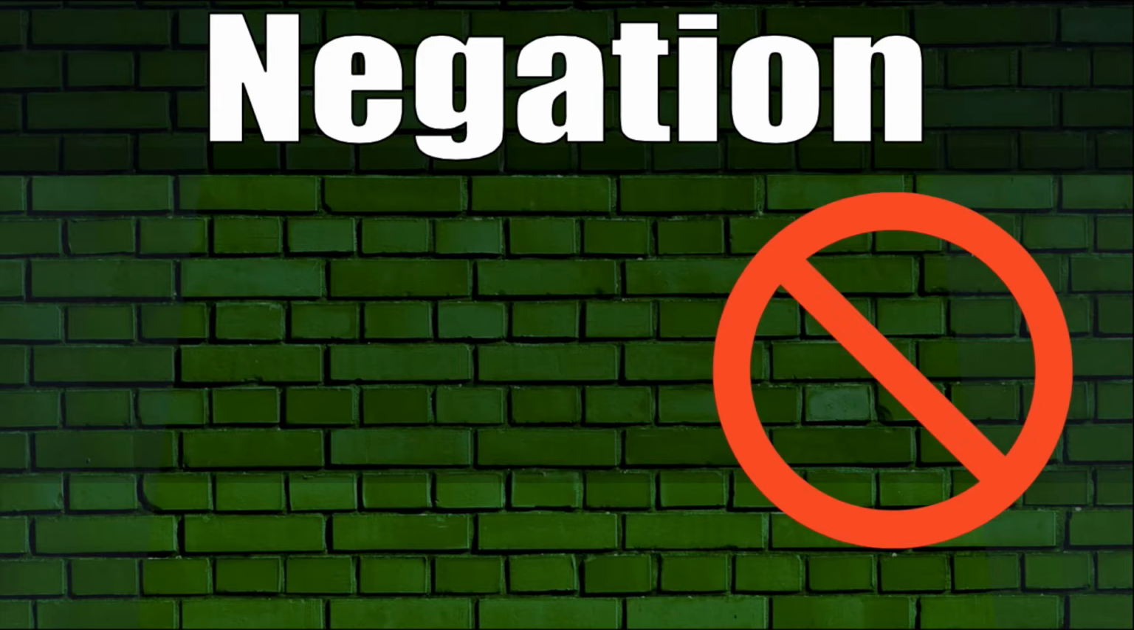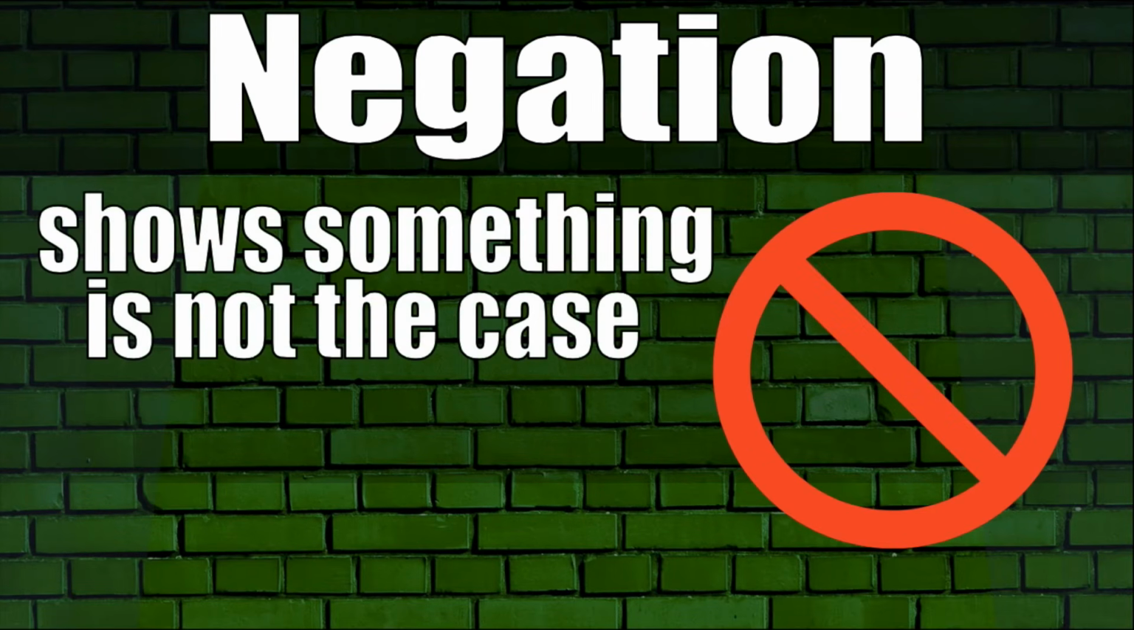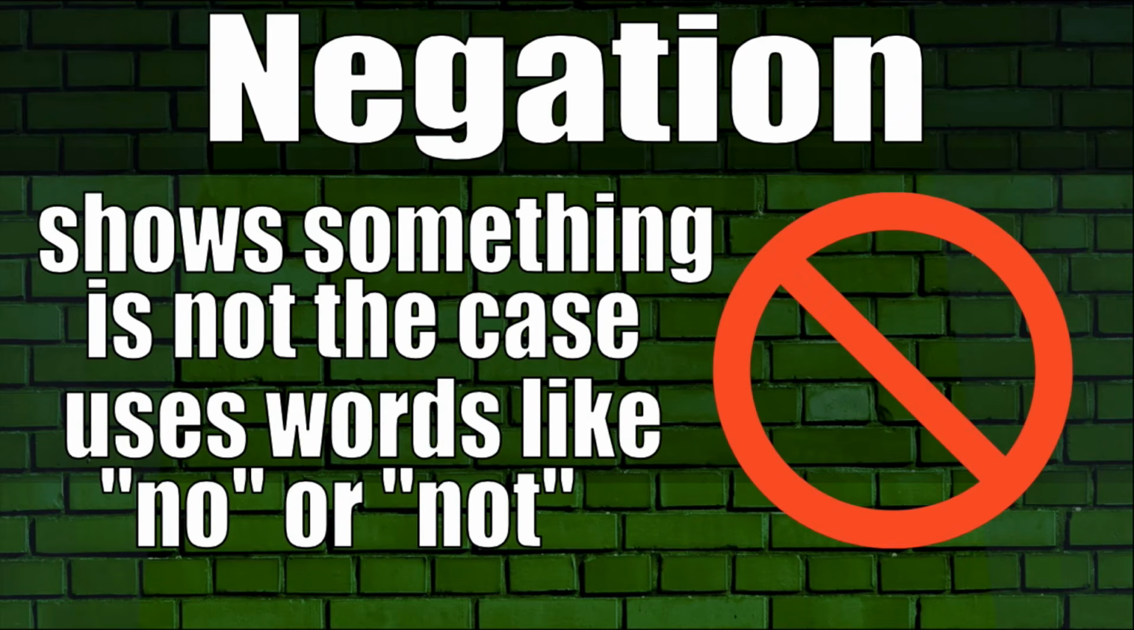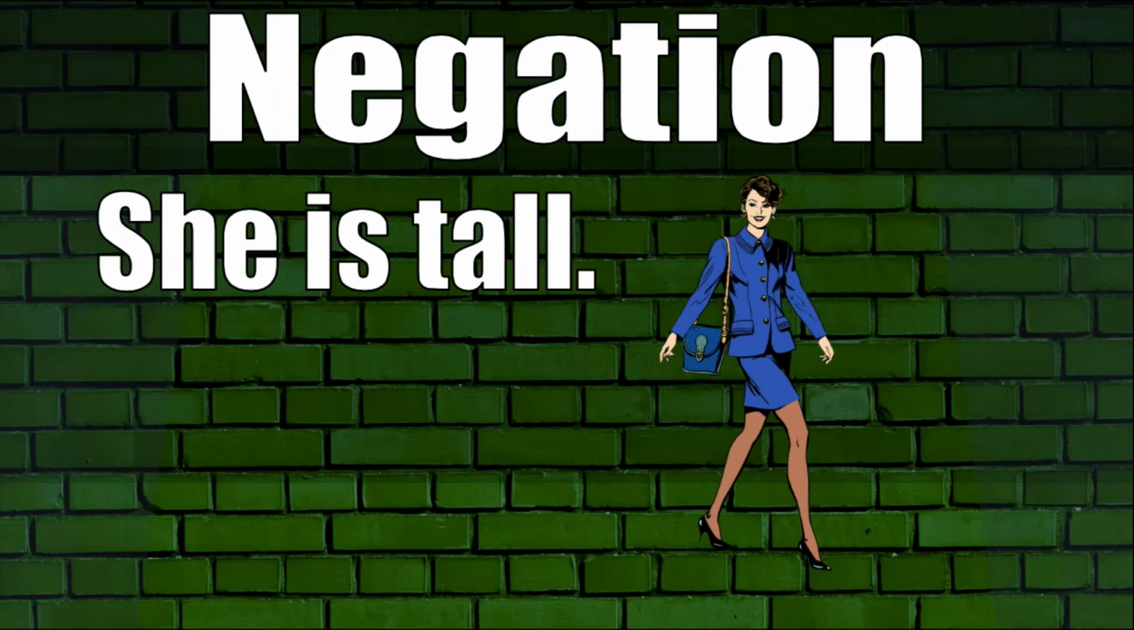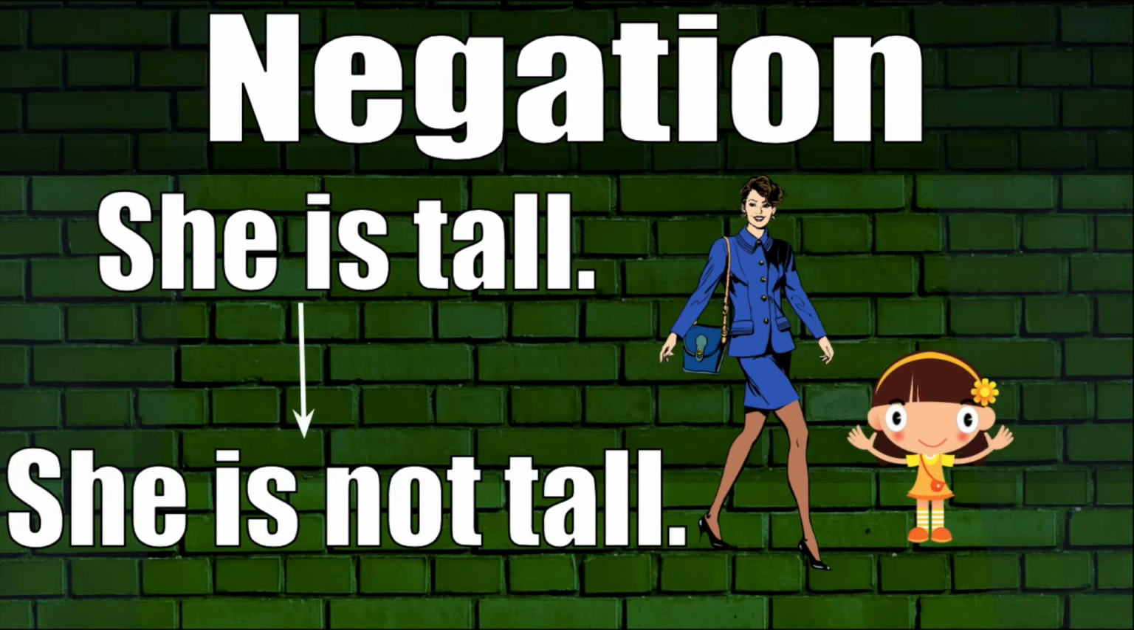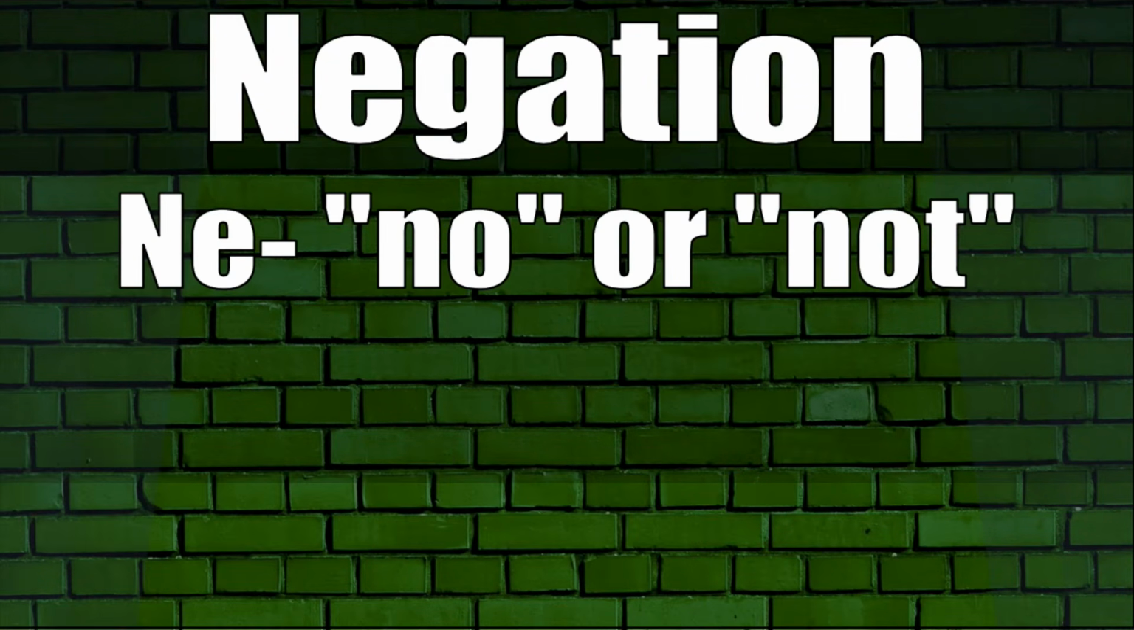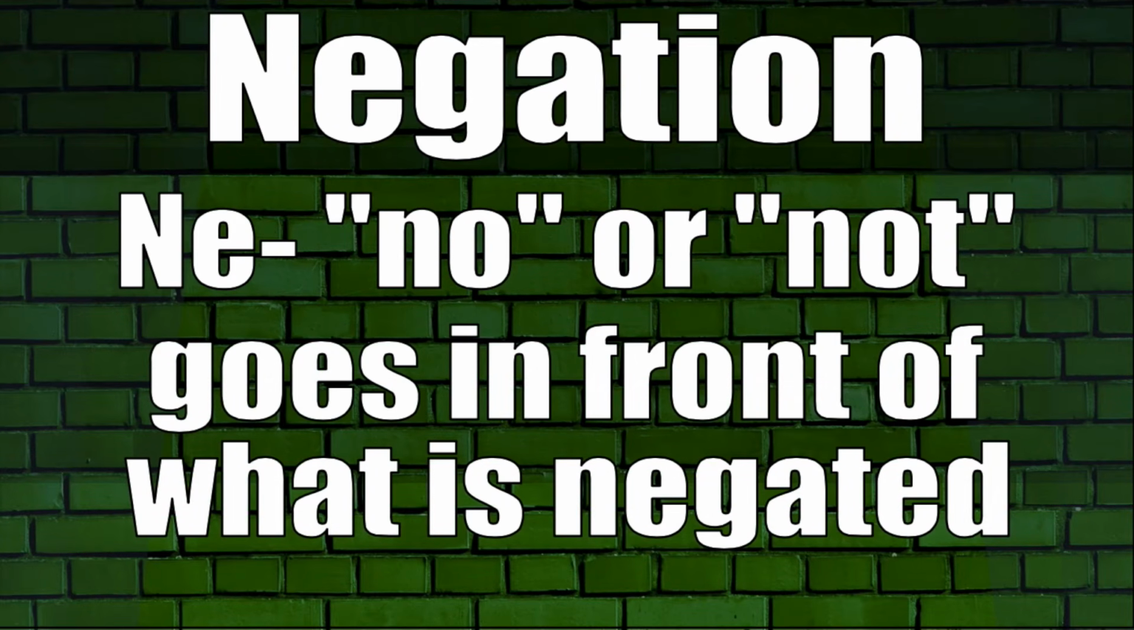Now let's move on to negation. Negation simply shows that something is not the case. In English, we use words like no or not. As an example, she is tall. To negate this, we just say she is not tall. In Esperanto, we use the word ne. This can mean either no or not, depending on the context. And the word ne goes in front of what is negated, and this will usually be the verb.